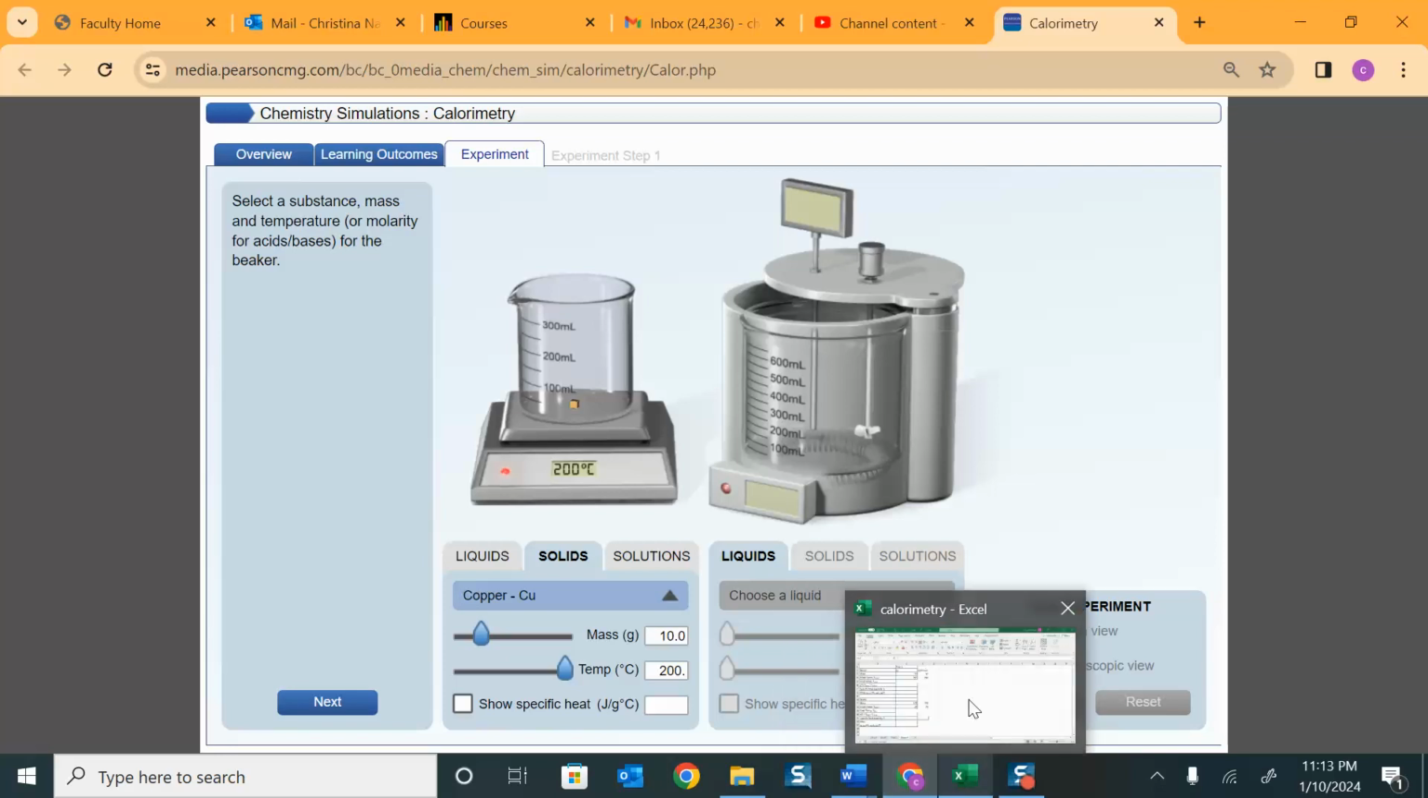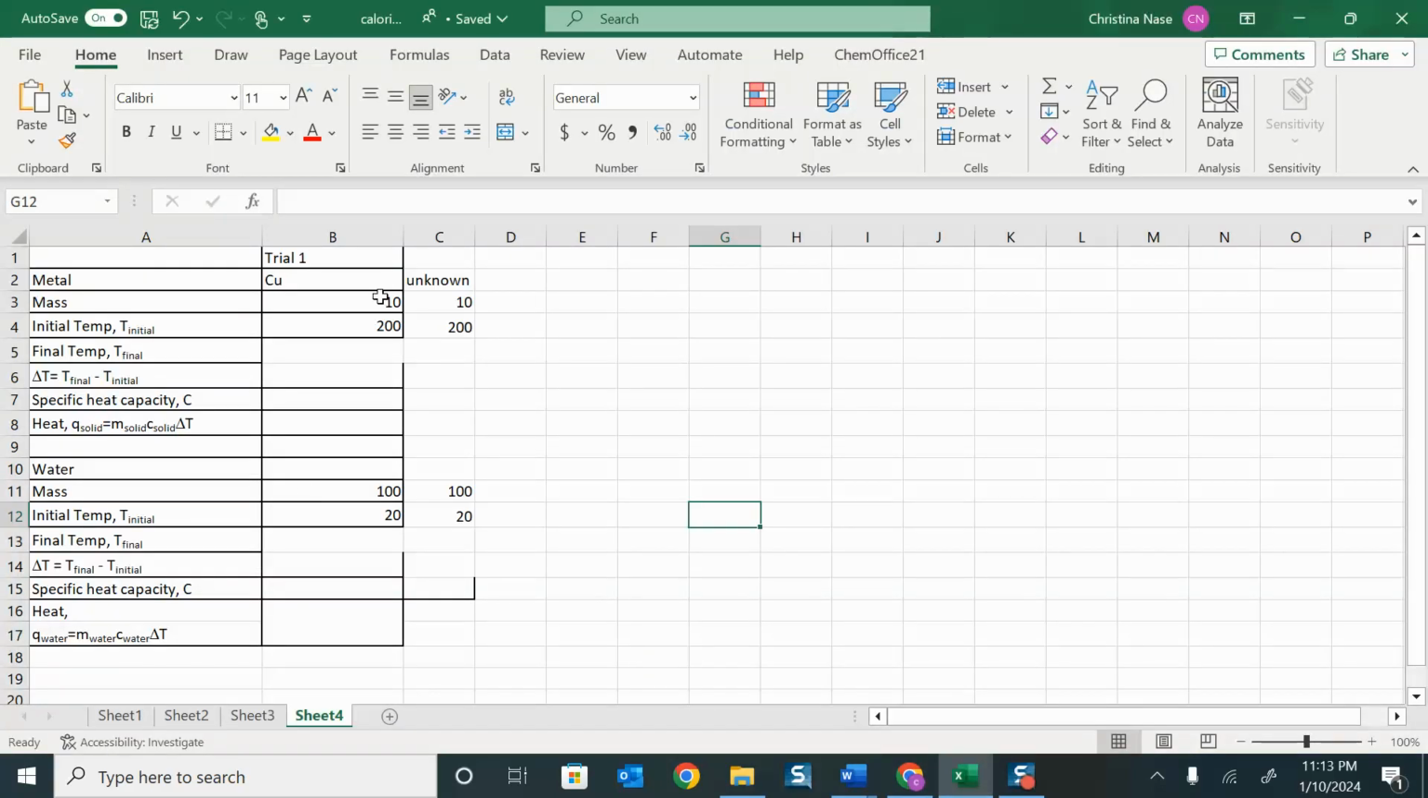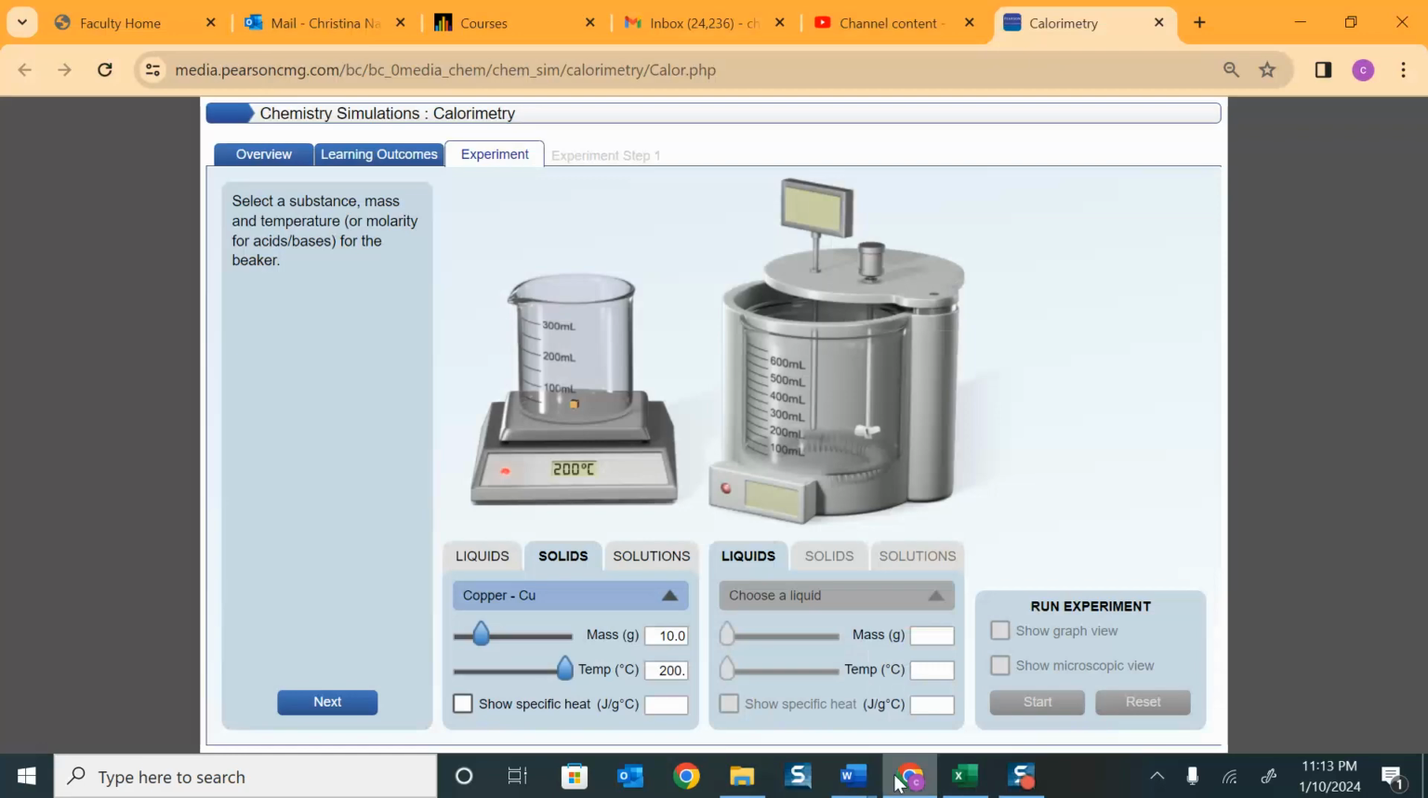And I'm going to record these in Excel because if you want to do it in Excel, it's very, very easy. So we had 10 grams of copper at 200 initial temperature. So this is really hot. So we're going to heat this up. It's going to be really hot. And you can click that. It'll show you the specific heat capacity here for the known solids. And then you have to click next. And that's going to heat this up.